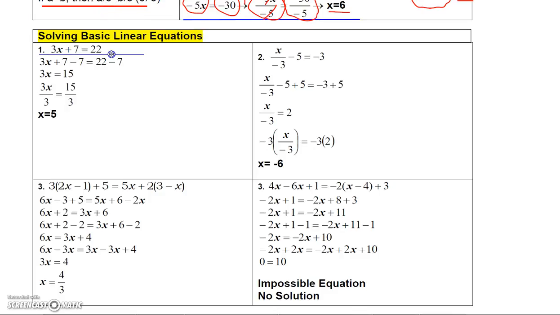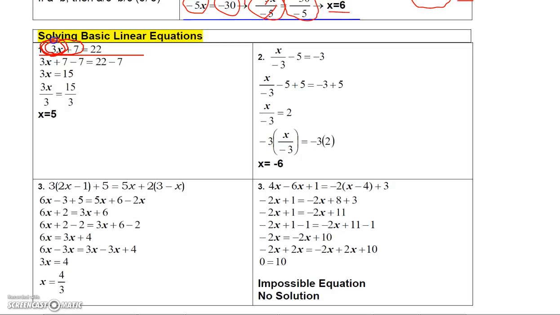So here I have 3x plus 7 equals 22. Now I'm going to start out using the properties the way I explained them, and then I'll show you something called transposition or transposing in a minute. So here I want to get this 3x plus 7, I want the 3x to be by itself.